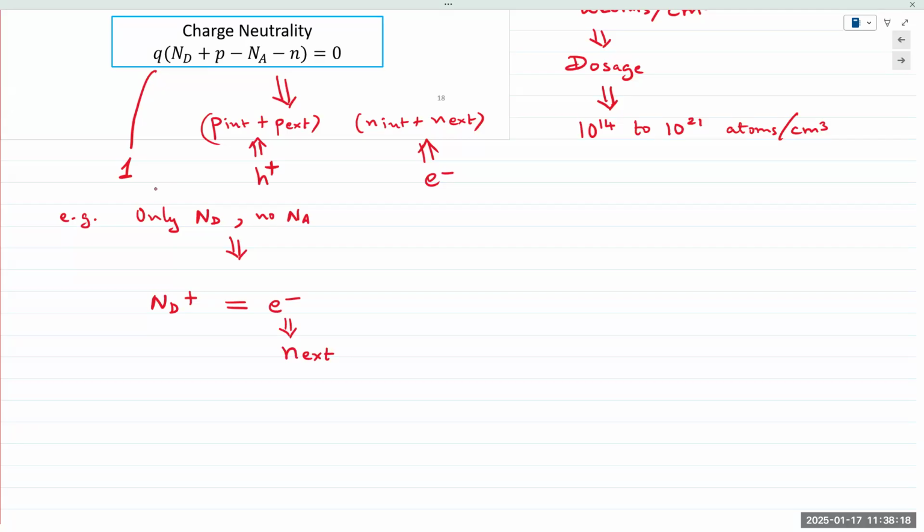So the number of ionized donor atoms would be equal to the total number of extrinsically generated electrons. So charge neutral. Let's take a pause, think over that, if you have any questions.